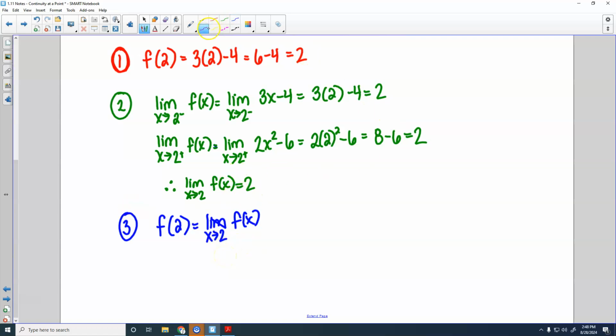And then finally, you can make your conclusion once you've proven those 3 things. Therefore, f of x is continuous at x equals 2.